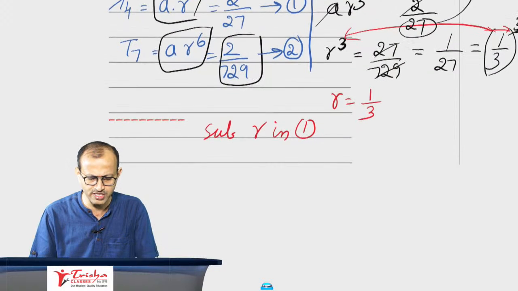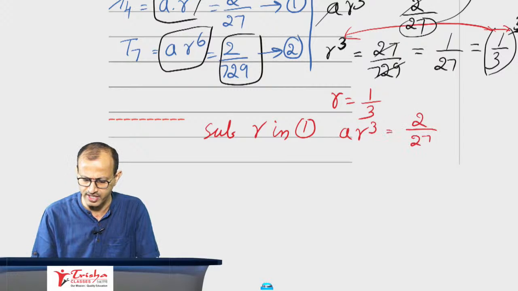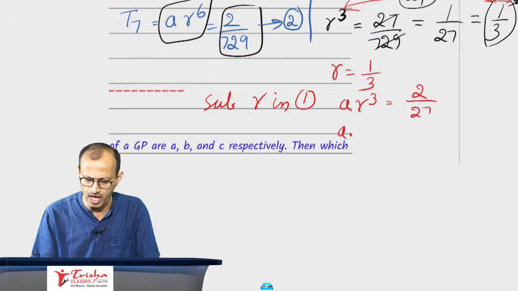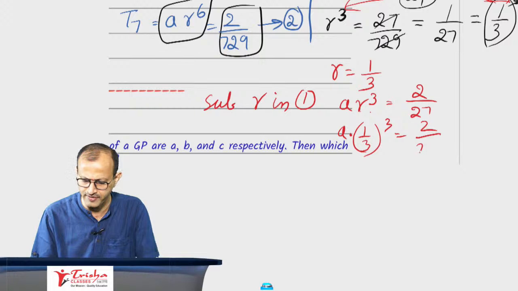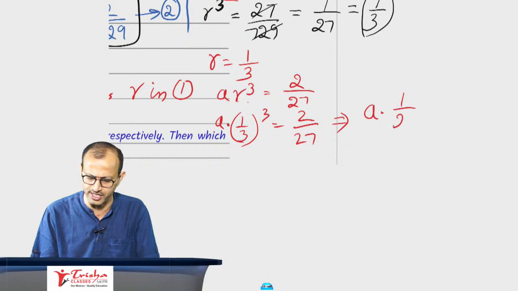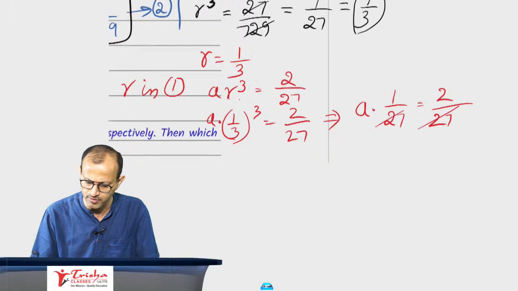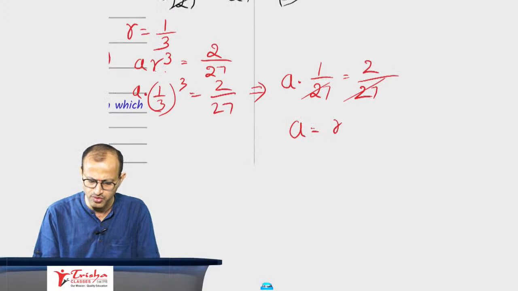1 is, the first one is, here a r to the power 3 is equal to 2 by 27. Substituting the r value, a times 1 by 3 whole cube is equal to 2 by 27. I will write aside. Next step, a into 1 by 3 whole cube. 1 cube is 1, 3 cube is 27, equal to 2 by 27. Whenever into is there, this can be cut, no problem. Finally, a is equal to 2.